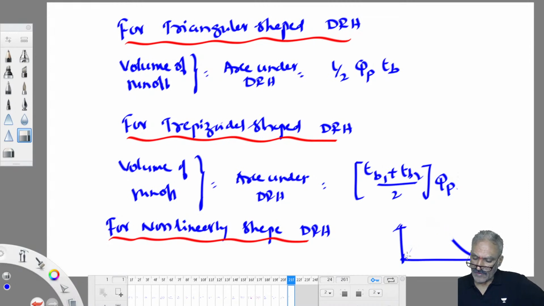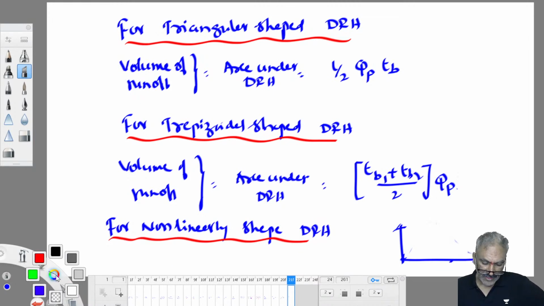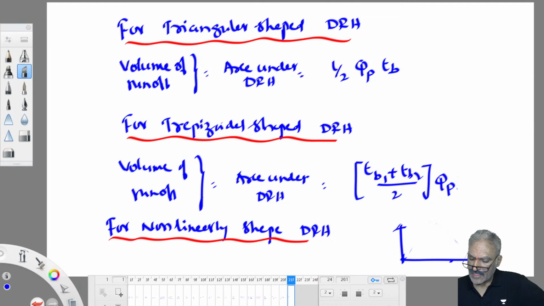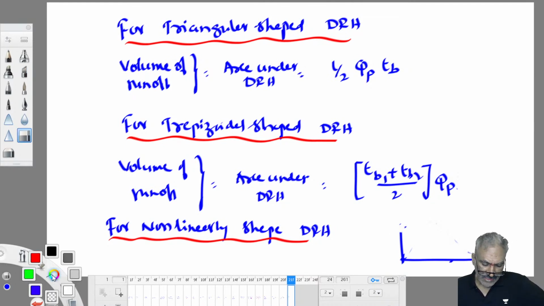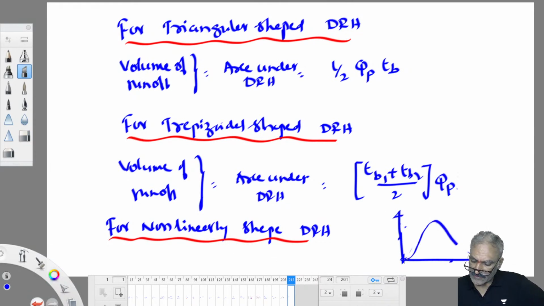Whenever ordinates are given, by default we assume that the hydrograph is non-linear in shape. That doesn't mean it is always correct. Even linearly shaped hydrographs also have ordinates. But generally for linearly shaped hydrographs we don't need ordinates, we just need only the peak ordinate. For non-linearly shaped hydrographs, all ordinates are required.